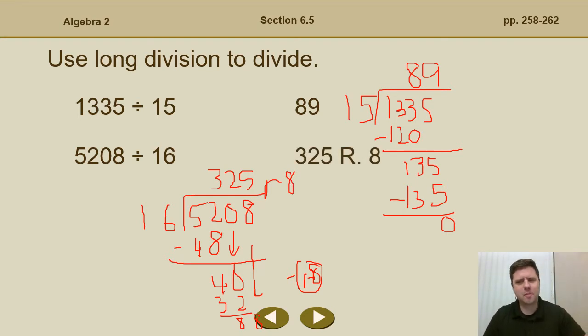Okay, so just remember that. And now we're going to apply some of these principles to dividing polynomials.